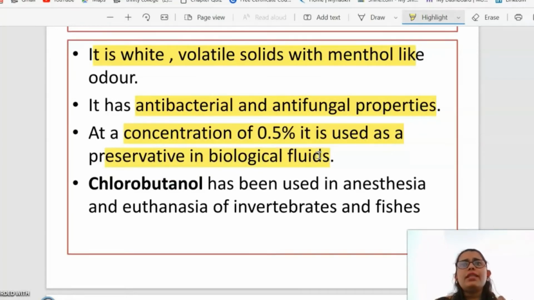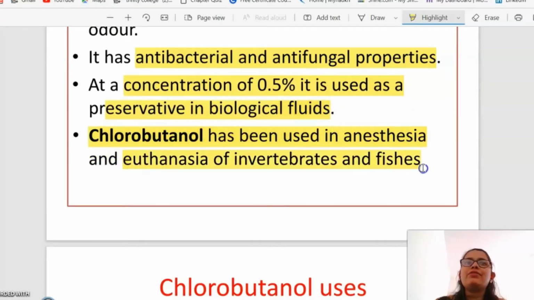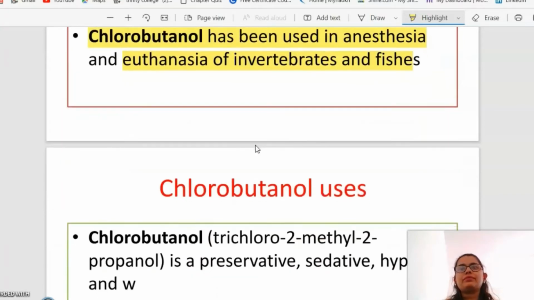So this is also used in biological fluids for preservation, because it will help to keep whatever cells, tissue, for a long time. It won't die. Chlorobutanol has been used in anesthesia and euthanasia of invertebrates and fishes. So it is used for anesthesia purposes also. It will relax the muscle, and the doctor can do the operations and everything.